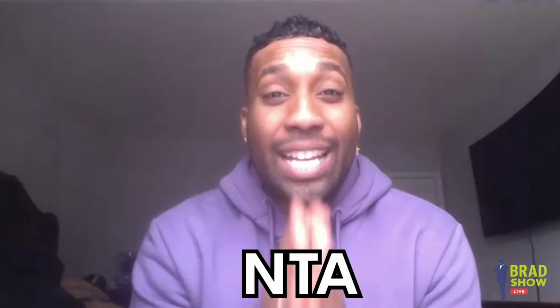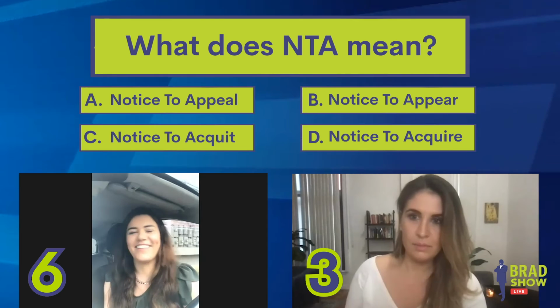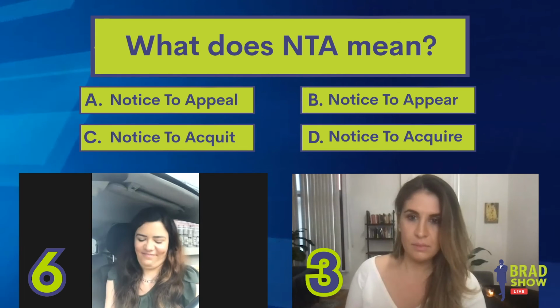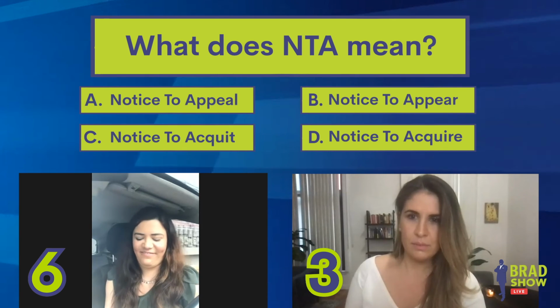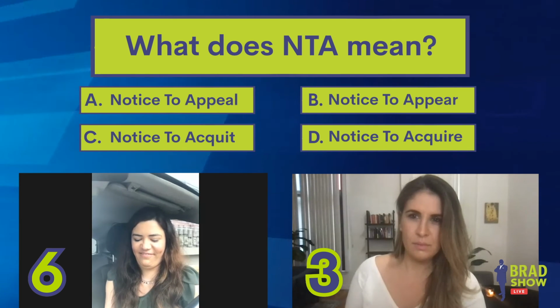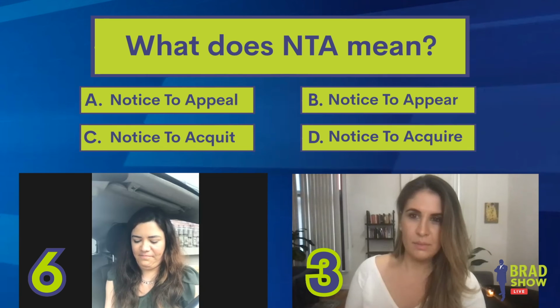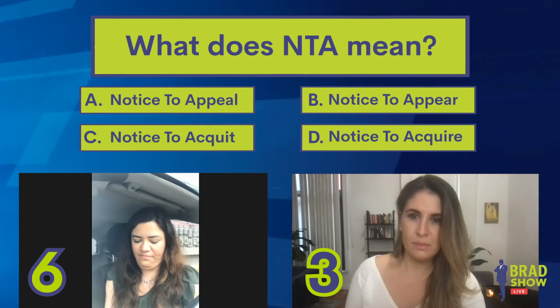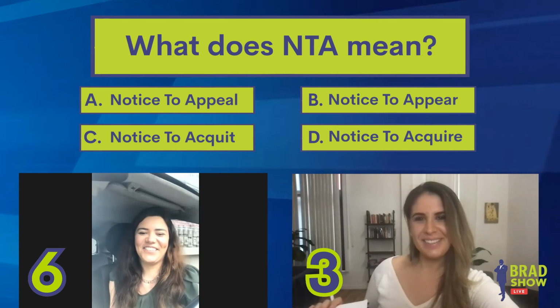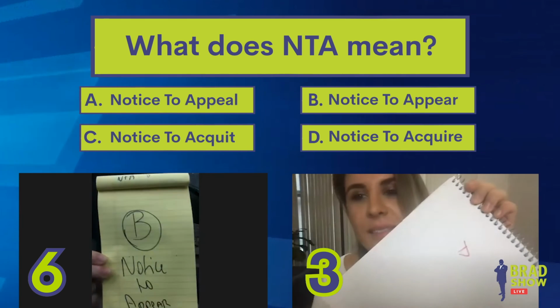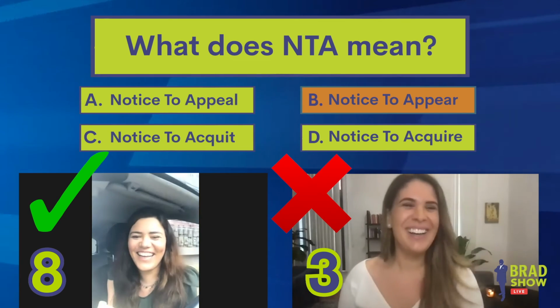What does NTA mean? Is it A, notice to appeal, B, notice to appear, C, notice to acquit, or D, notice to acquire? Ready? 1, 2, 3. Ding, ding, ding. Thais.